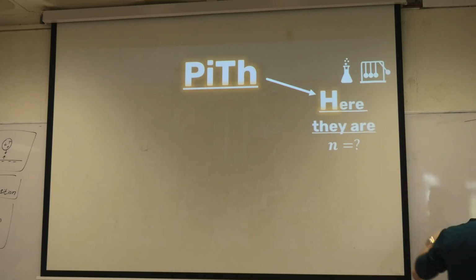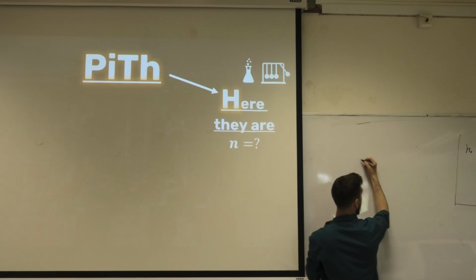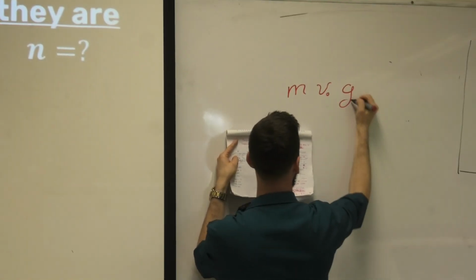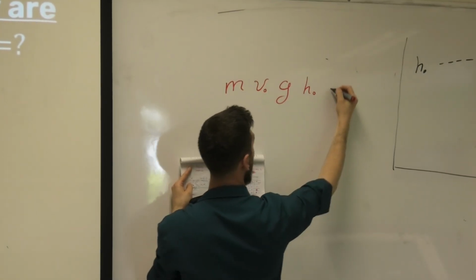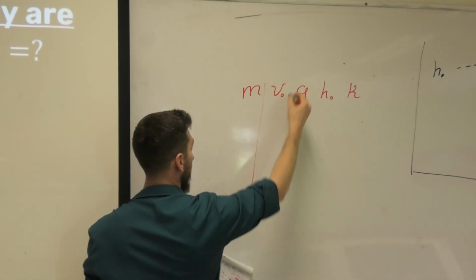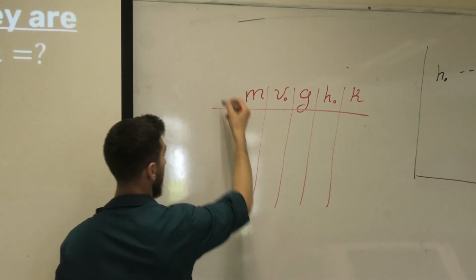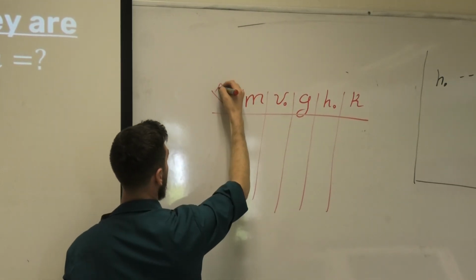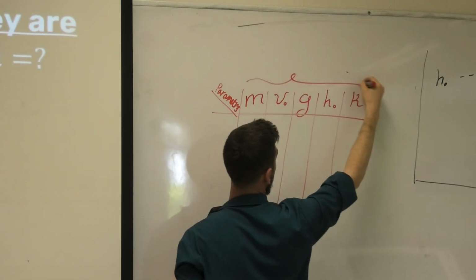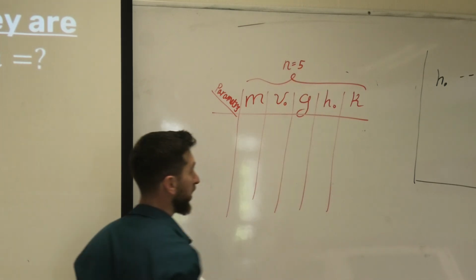So right now we're doing H. I'm going to put them in a table. So we have the mass, the velocity, the gravity, the initial height, and K. Right? And what we're actually doing is taking care of the units. These are our parameters. And in our case, how many do we have? We have n equal 5. So this is the first step.